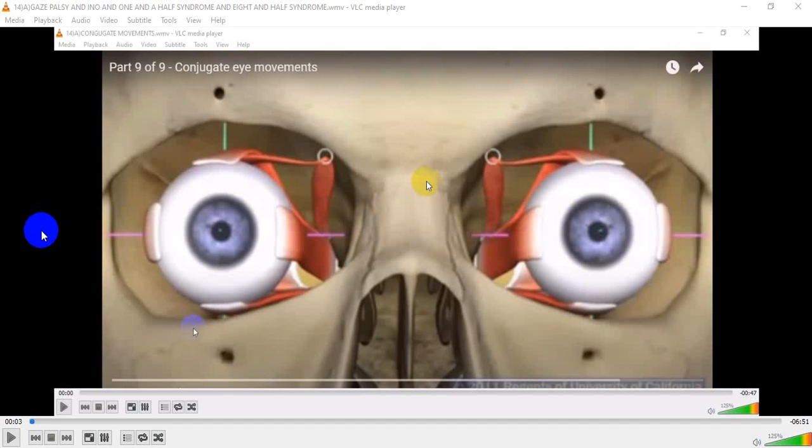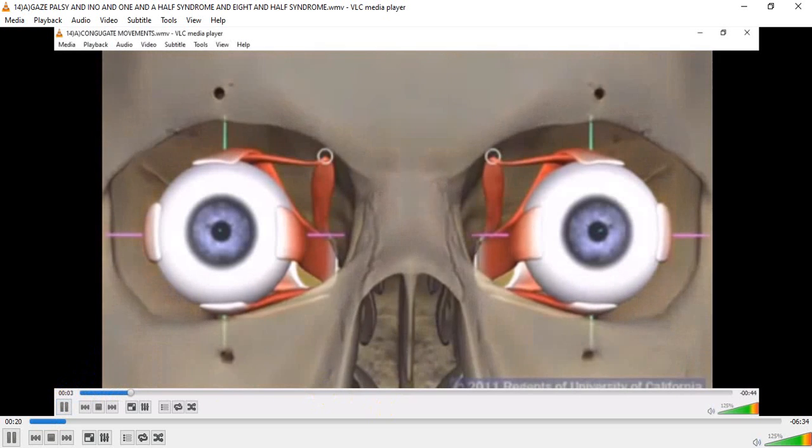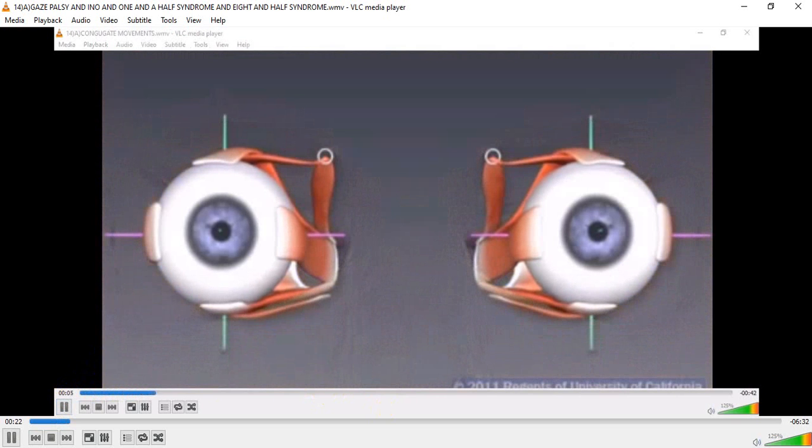First I'm showing you what we mean by conjugate eye movement. You can just have a look at this particular video. Here you can see this is a normal position. The ocular muscles in both orbits act in concert to facilitate conjugate eyeball movements.